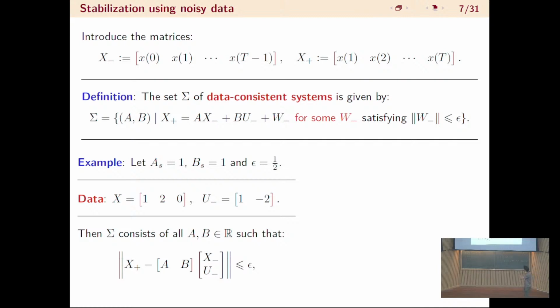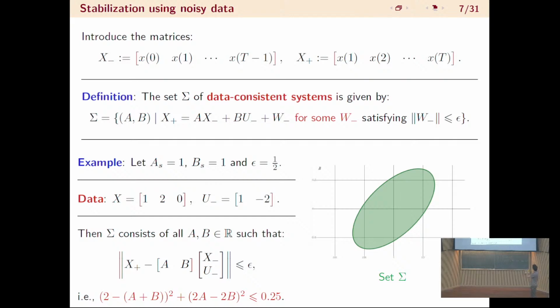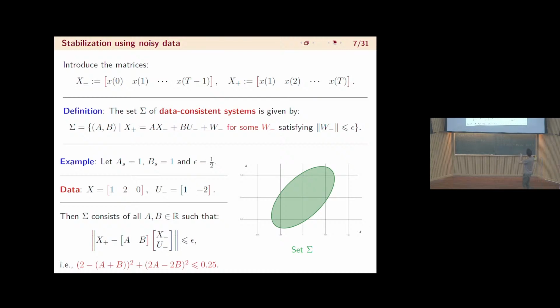If you plug in now the expressions for x plus, x minus, and u minus, you can reformulate this. Because, again, remember that this matrix has norm less than or equal to epsilon if and only if this matrix times its transpose is less than or equal to epsilon squared times the identity. On the previous slide I used that fact and I reformulate this inequality as such. Maybe you can check for yourself that that is indeed the case. But you see that we obtain this inequality in terms of A and B and epsilon squared. We can also plot now the set of systems which satisfy this bound. And it's this ellipse over here. So this green region consists of all A, B pairs in the set sigma.